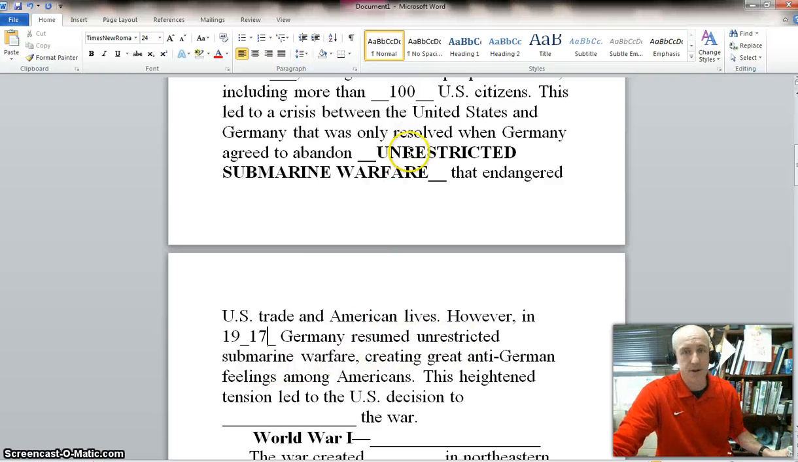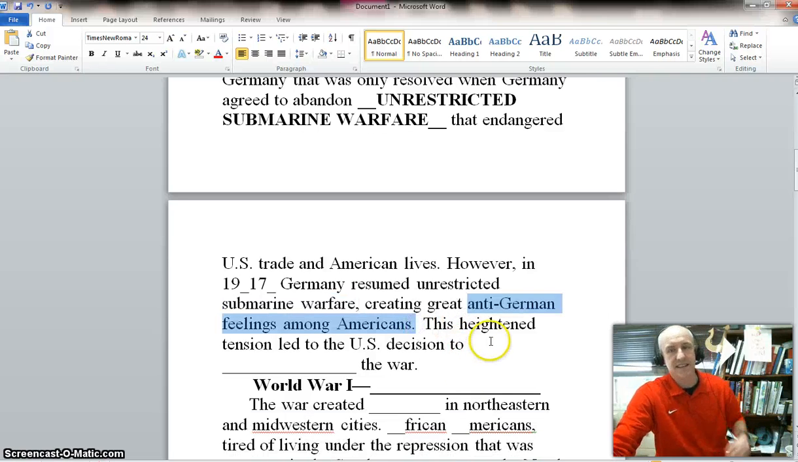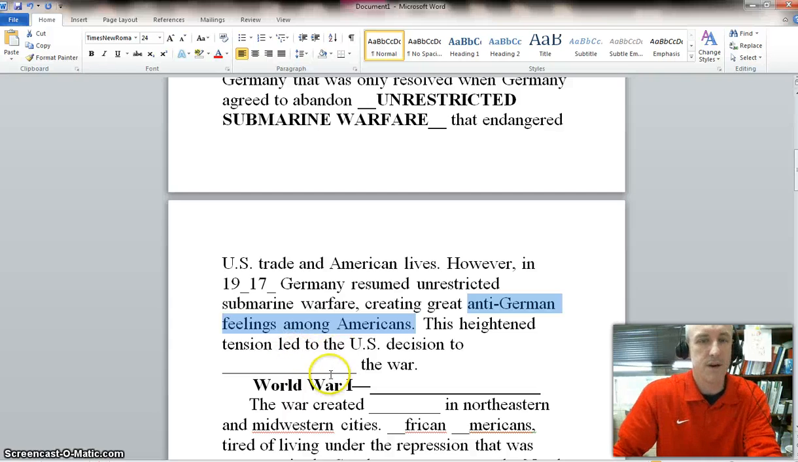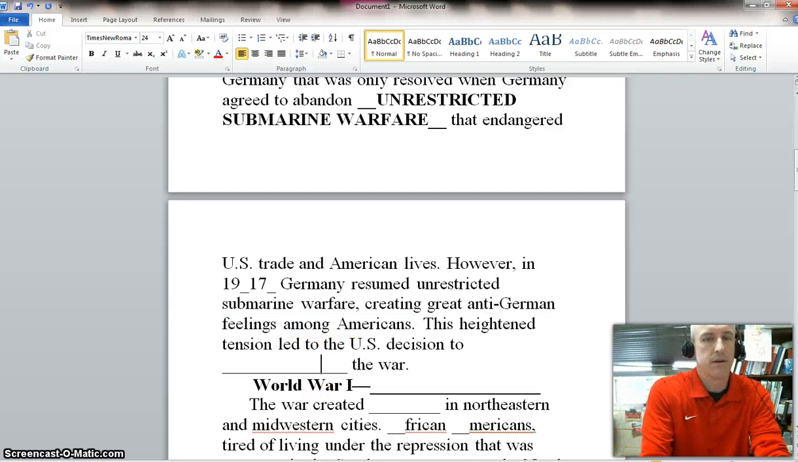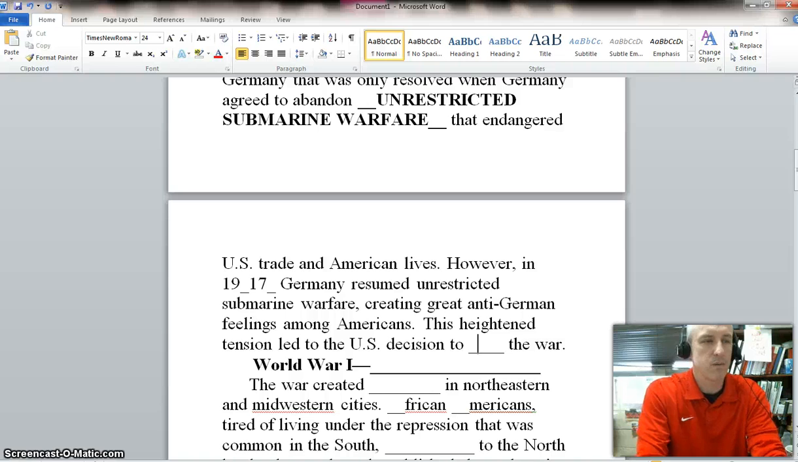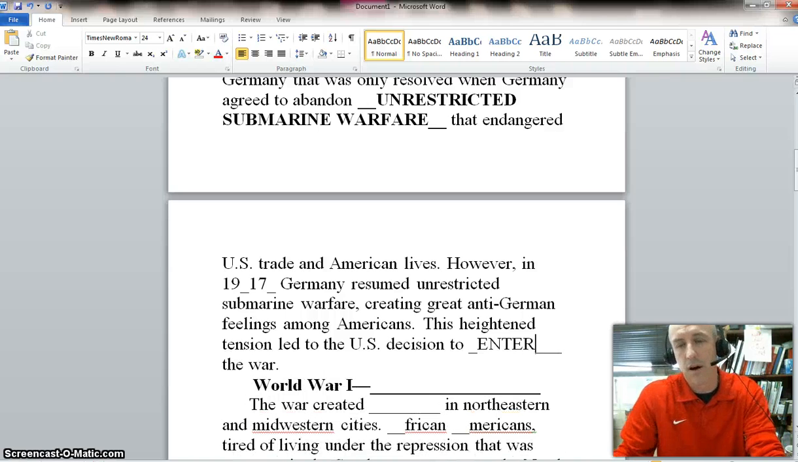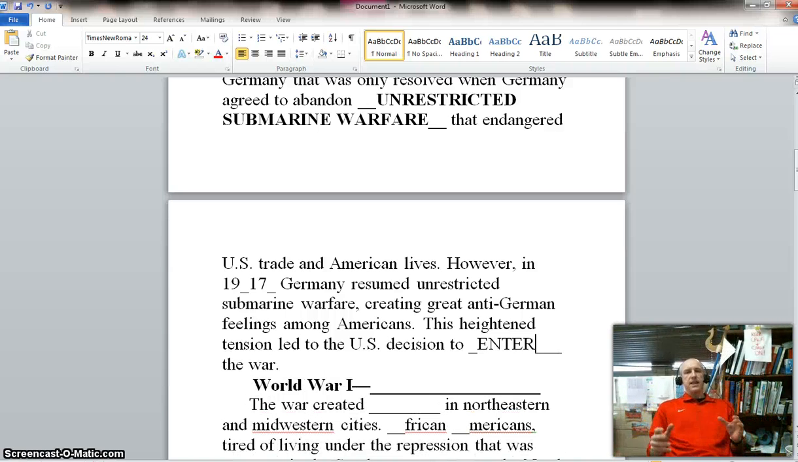They say they're going to stop doing it. Well, they start doing it again, resuming unrestricted submarine warfare, creating great anti-German feelings among Americans. We're like, what? Y'all promised us that y'all aren't going to blow up our ships no more. Now you're going to do it? Uh-oh. A lot of anti-German feelings are going to happen here in America. This heightened tension led to the U.S. decision to, what's the word, to enter the war.